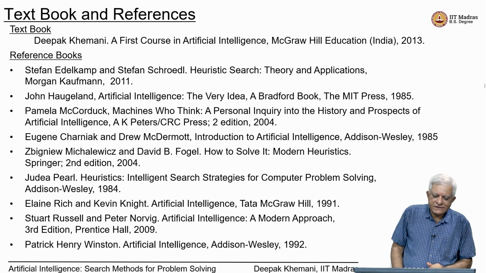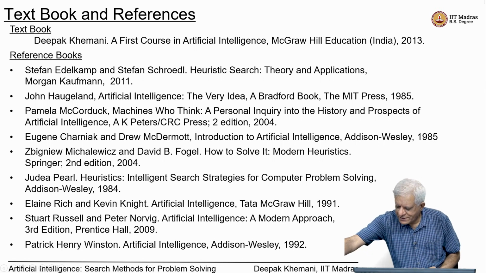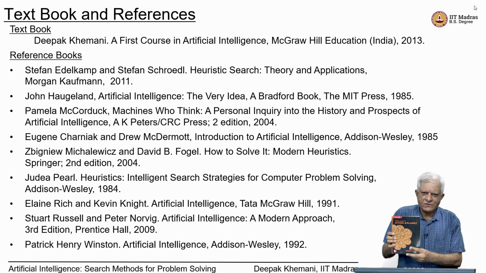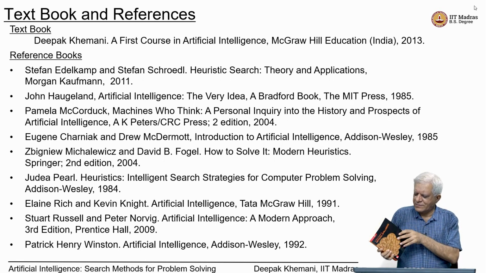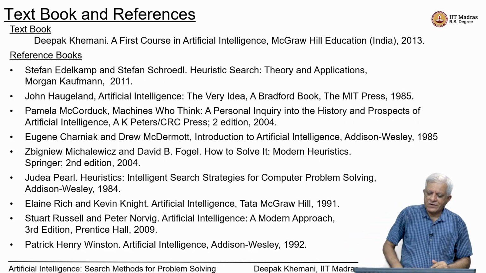So, about textbook and references. The textbook that I will use is a book that I published about 7-8 years ago. It is called A First Course in Artificial Intelligence. It is a thick book, about 950 pages. We won't be covering all of it, just about the first 7 chapters or so essentially.